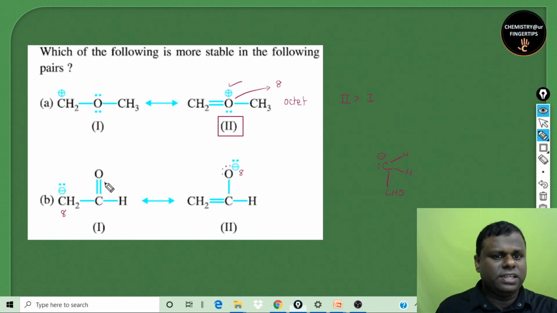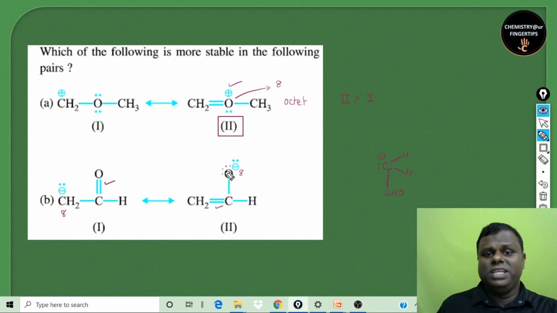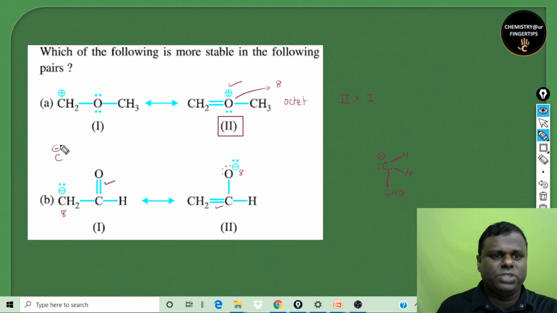If you could see here, the number of pi bonds is also the same, right? So all these criteria have already been met. So what exactly are we supposed to do? We are supposed to talk about the electronegative atom, right? So here the electronegative atom is carbon, which carries a negative charge, and here the electronegative atom O carries a negative charge, right?